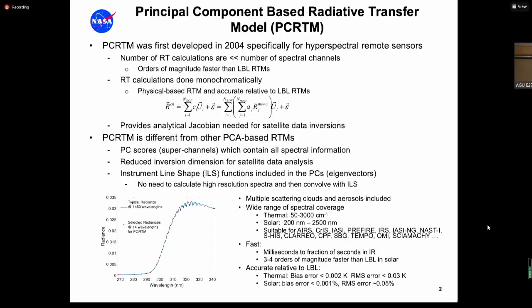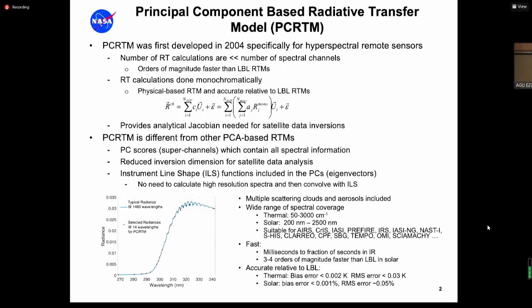So we know, when IASI was first launched, a lot of people were excited about this PC compression, but they needed a fast model that can do the super channel radiative transfer calculation directly. So in 2004, we developed a principal component-based radiative transfer model. The beauty of this is, I just want to say the essence of it: the radiance is proportional to the super channel, but the super channel magnitude is proportional to your monochromatic radiance. So we use the monochromatic radiance as predictors for our super channels.